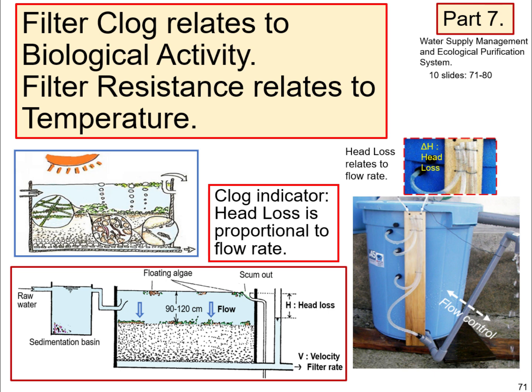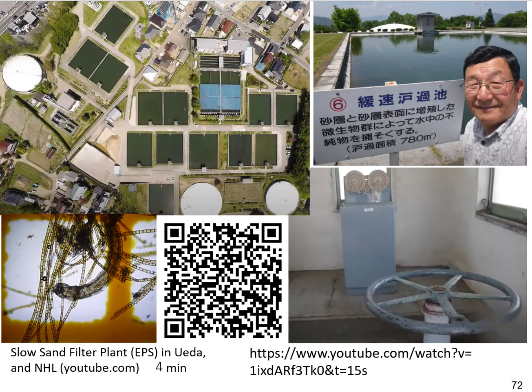EPS2. Part 7. Filter clog. Filter resistance relates to temperature and biological activity. In the slow sand filter plant in Ueda, the indicator of filter resistance is called NHL. Please watch this 4 minute YouTube video.